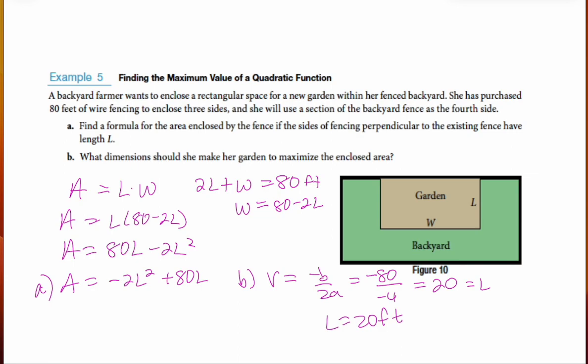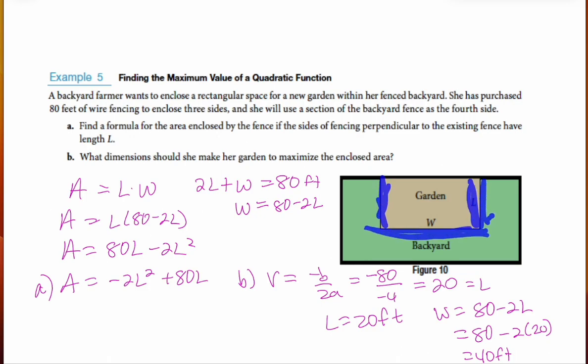Now, W is 80 minus 2 L's, or 80 minus 2 times 20. 80 minus 2 times 20 is 80 minus 40, or 40. Now let's think about if it worked. Okay, we have 80 feet of fence to use. This side's 20, this side's 20. 20 plus 20 is 40. This side's 40. 20 plus 20 plus 40 is 80. We used up our 80 feet of fencing.